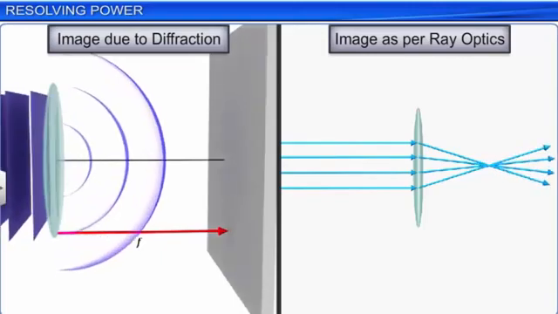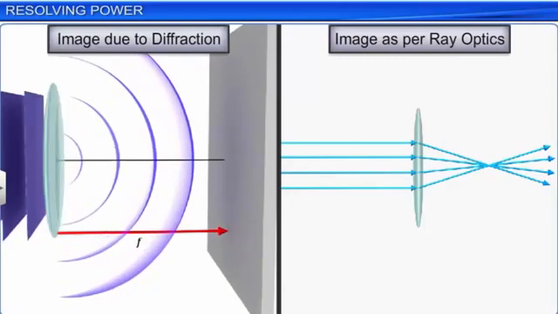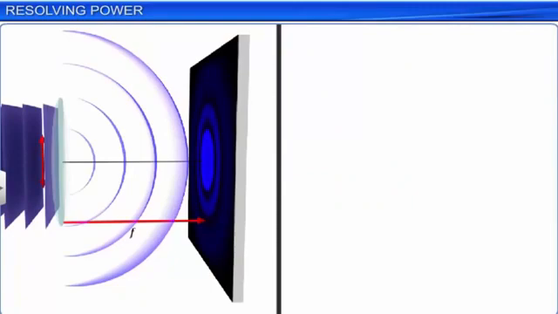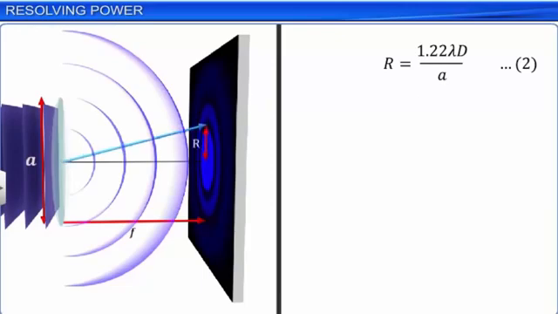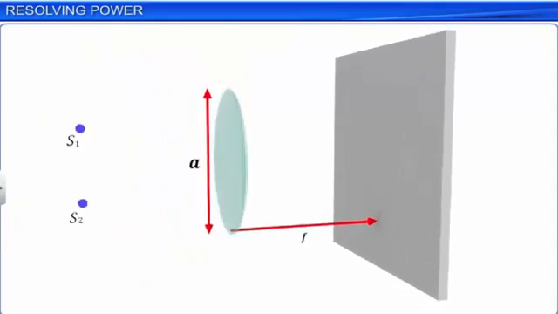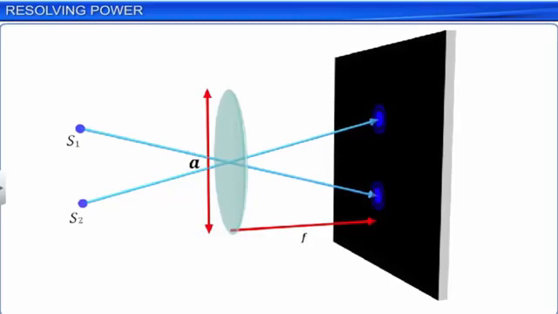But if diffraction effects are taken into consideration, the image is in the form of a circular disk instead of a point. If the diameter of the lens is A, then, using equation 2, the radius of the first dark ring, r, is equal to 1.22 lambda f by A, where f is the focal length of the converging lens. Let this be equation 3. As we know that a lens forms a disk image of a point source, it limits the resolving of two neighboring points imaged by a lens.